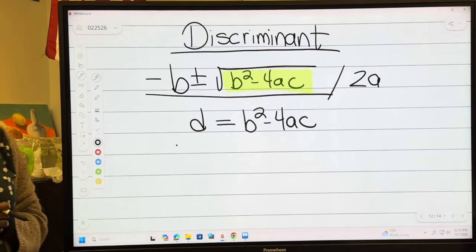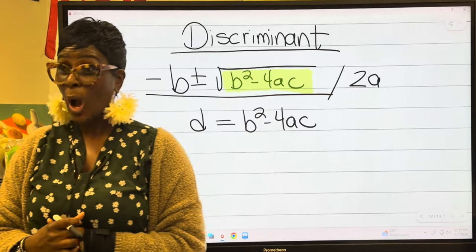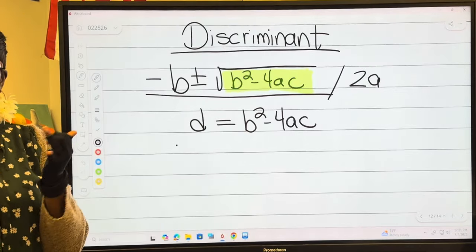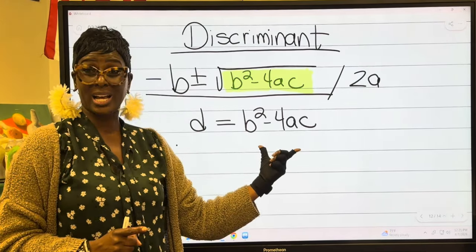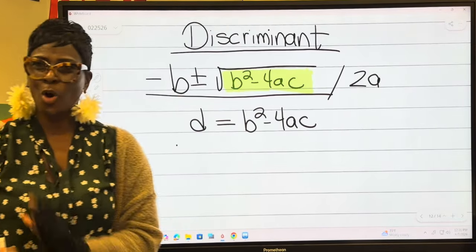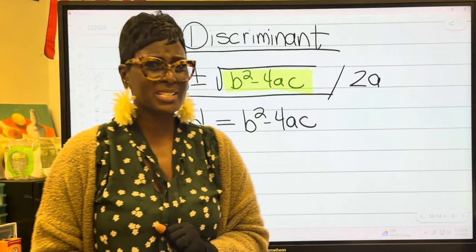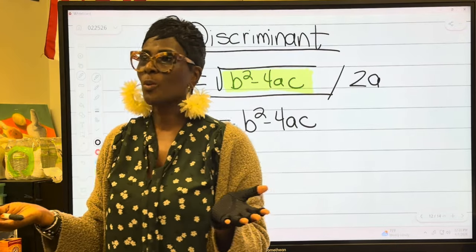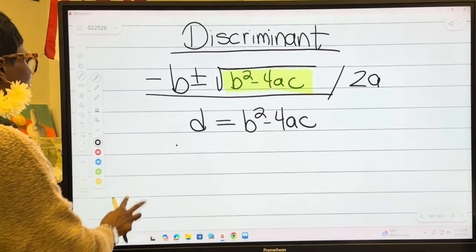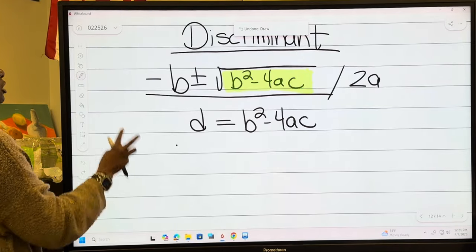How is this going to help me, Ms. Stampley? It's going to help you because when they ask you how many solutions there are, you're going to quickly plug your a, b, and c into this little shortcut. And based off what it gives you, you're going to know: this parabola hits the x-axis twice, this parabola hits the x-axis one time, this parabola doesn't hit the x-axis at all. So let me give you your ledger so we know what we're looking at, and then I'm going to explain the ledger so that it makes sense.